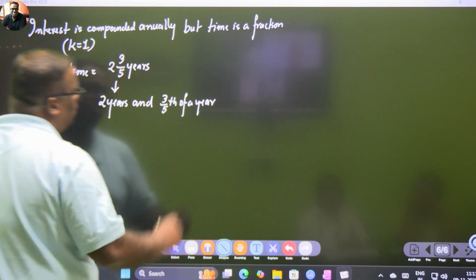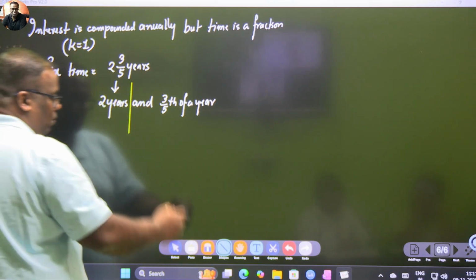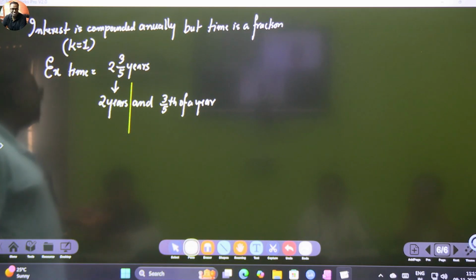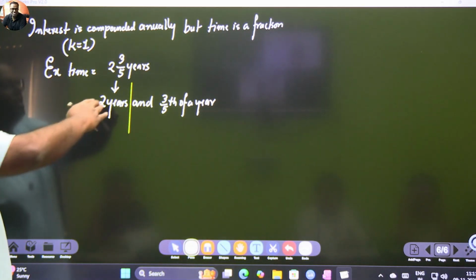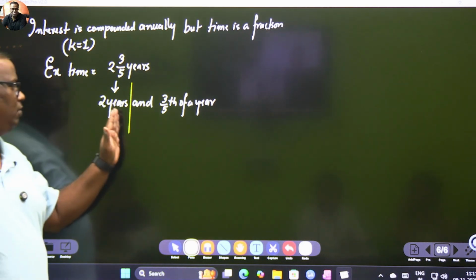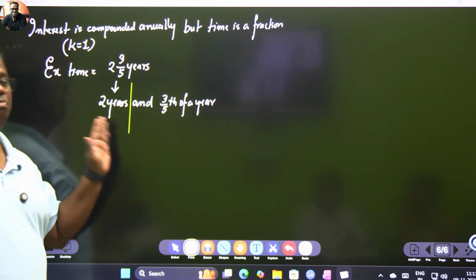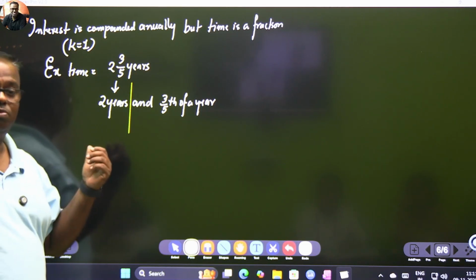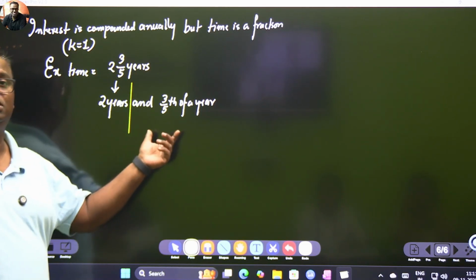Now ask yourself one question, children. If the problem was given till 2 years, was there any problem with you? You can straight away apply the formula. The value of n is equal to 2 and the value of k is equal to 1. So up till here, we can calculate the compound interest. But did we keep the money for 2 years? No, we kept the money for another 3/5 of a year.